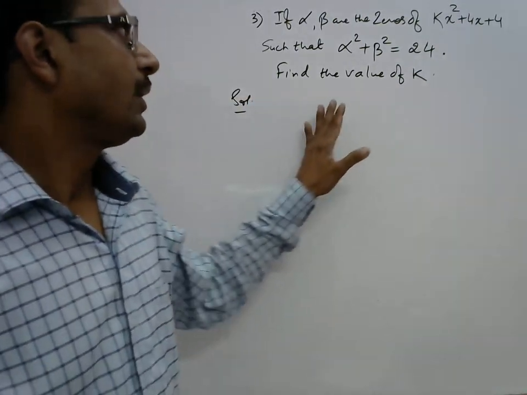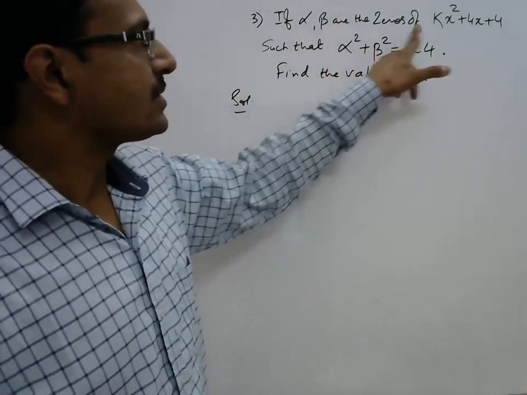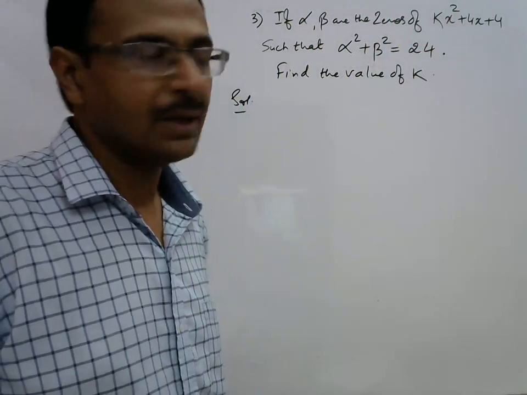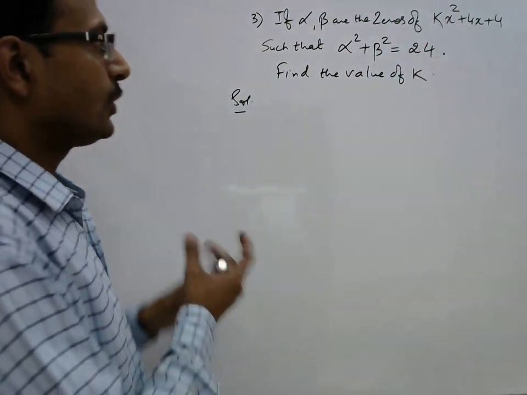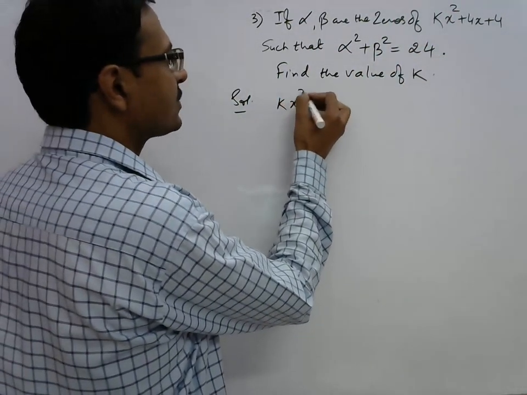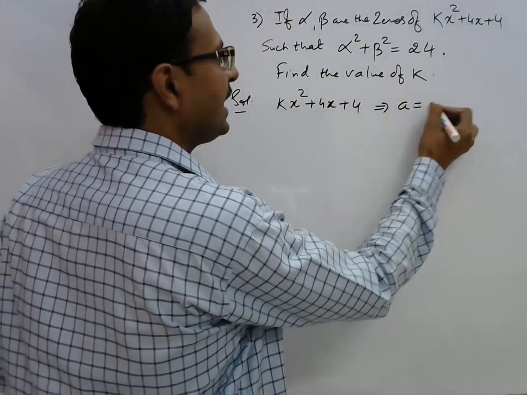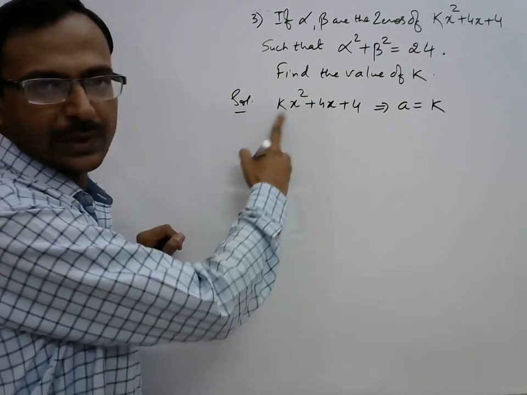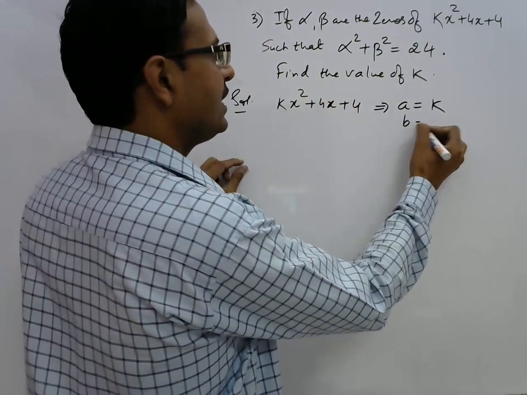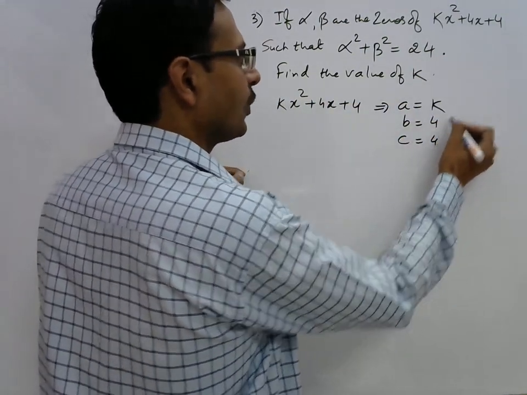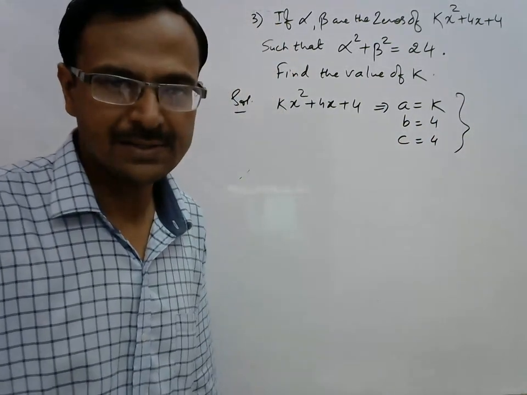Okay. Now, if alpha and beta are the zeros of this equation, the polynomial is kx square plus 4x plus 4. So the value of a is k, because the coefficient of x square is k. The value of b is 4 and the value of c is 4. So we have the values of a, b and c.